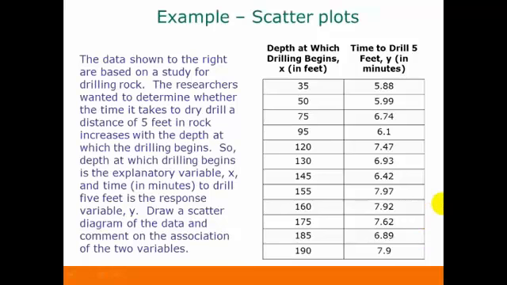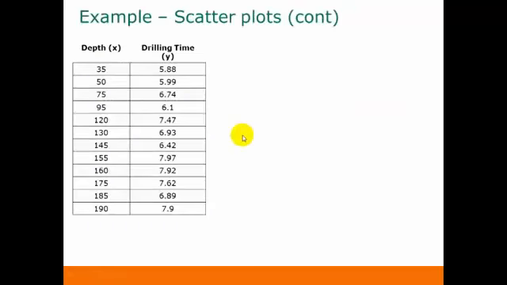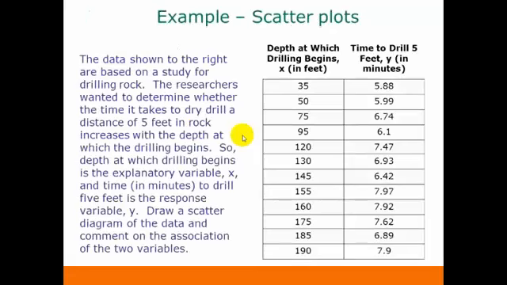Let's look at an example of scatter plots. The data shown in this table is based on a study for drilling rock. The researchers wanted to determine whether the time it takes to dry drill a distance of 5 feet in rock increases with the depth at which the drilling begins. So depth at which drilling begins is the explanatory variable x, and the time in minutes to drill 5 feet is the response variable y. We're going to draw a scatter diagram of the data and then comment on the association between the two variables.